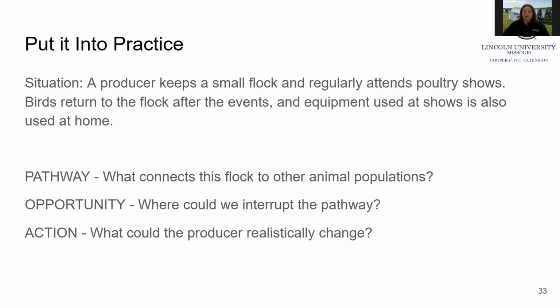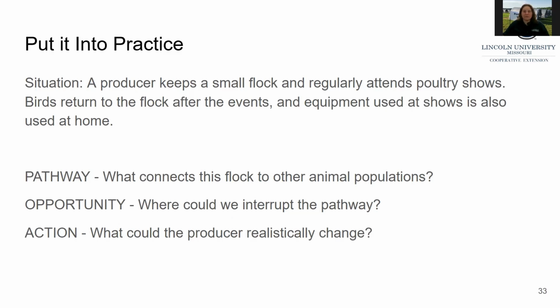They also might want to look at how the birds are handled when they return and whether there are opportunities to separate them and maybe keep them in quarantine away from the home flock while they're addressing those risks. The exact recommendation would depend on circumstances and resources, but the important thing is that we've connected the action to the pathway that we've identified. We started with a general concern, birds going to shows, and worked our way towards specific practical changes that the producer could consider. And that's the process.